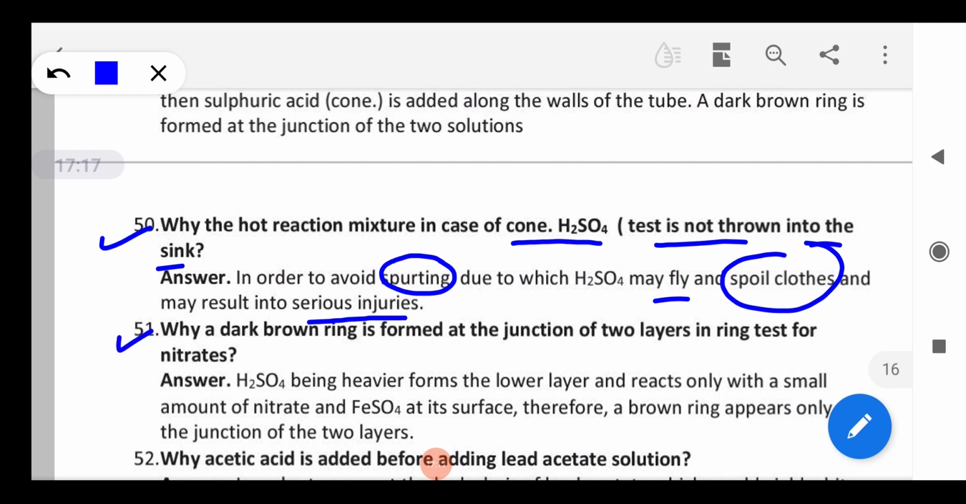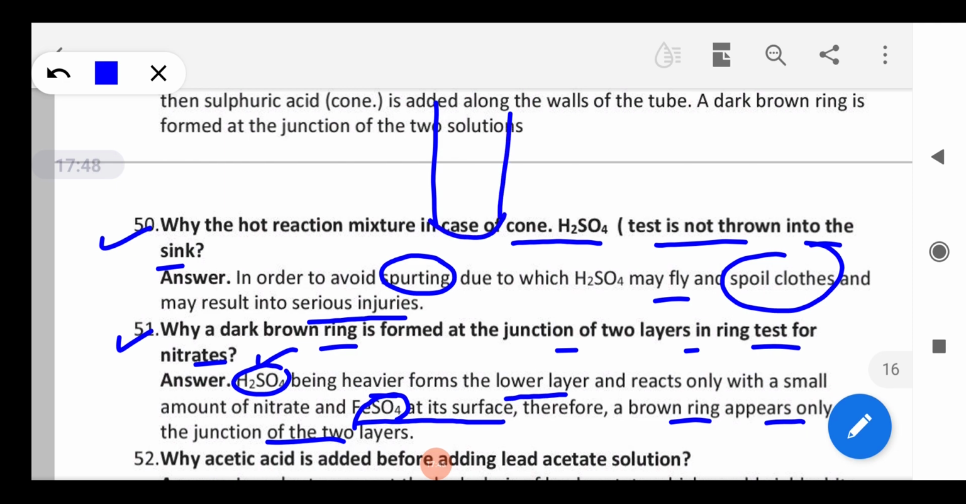Question number 51. Why is a dark brown ring formed at the junction of two layers in the ring test for nitrates? You know H2SO4 is heavy and it forms the lower layer, and ferrous sulfate is present at the surface. Now nitrate ion, for which this test is done, has to react both with the H2SO4 and FeSO4. Therefore, the brown ring appears only at the junction of two layers.